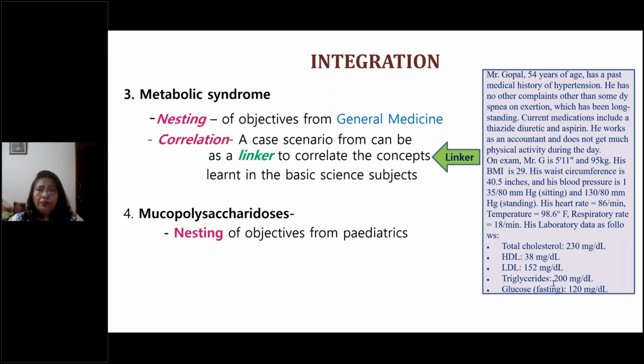Next integration topic will be mucopolysaccharidosis. Here again nesting can be done with pediatrics.